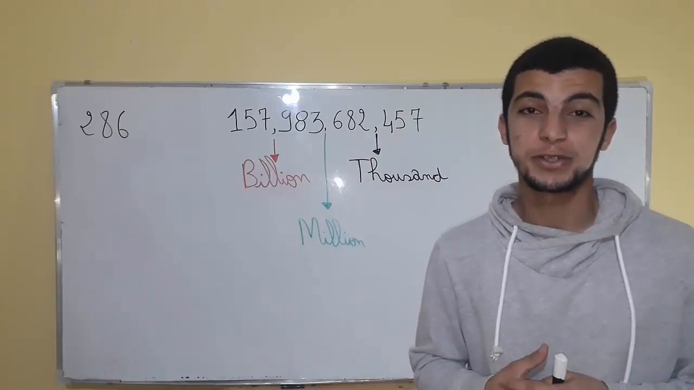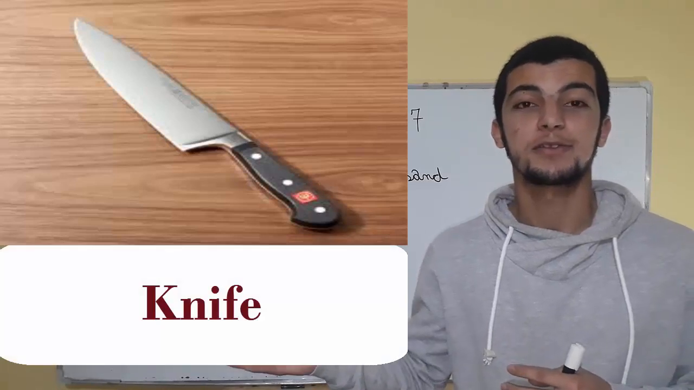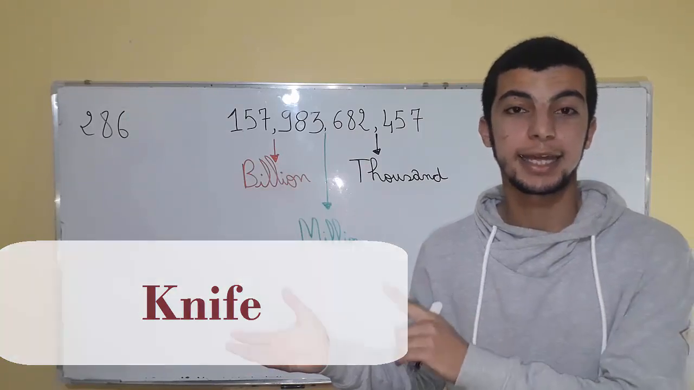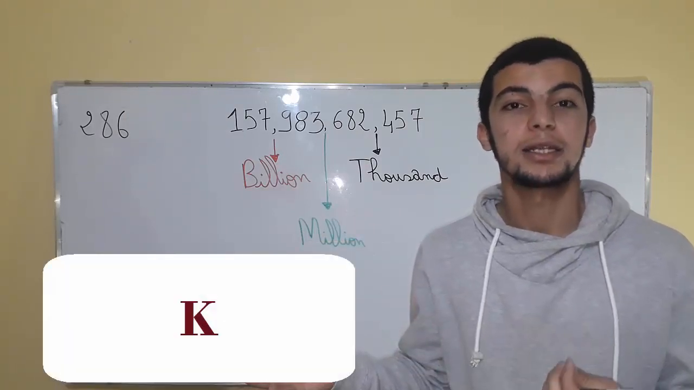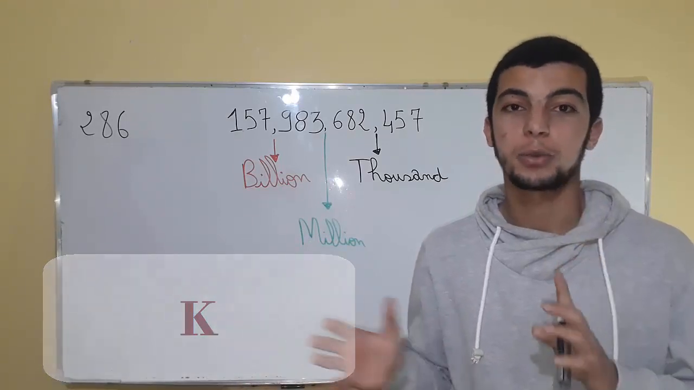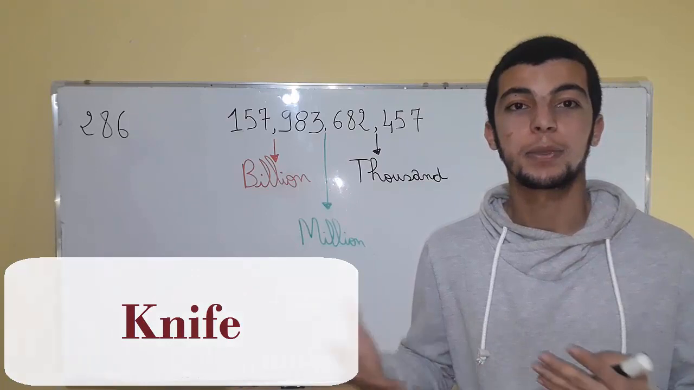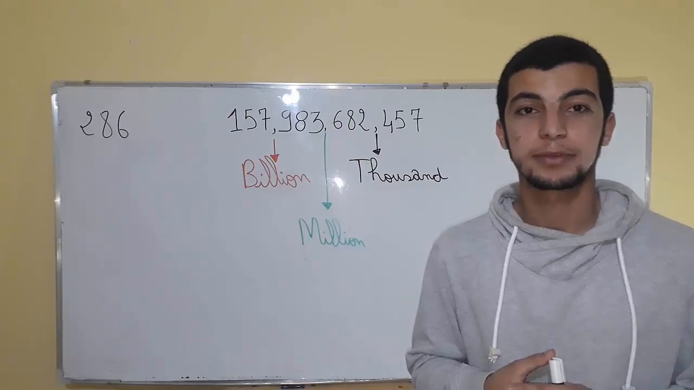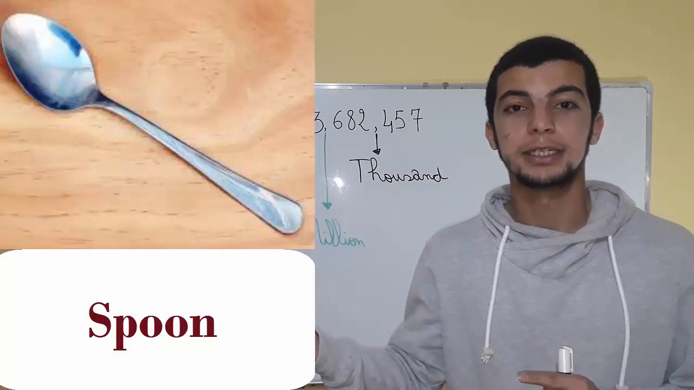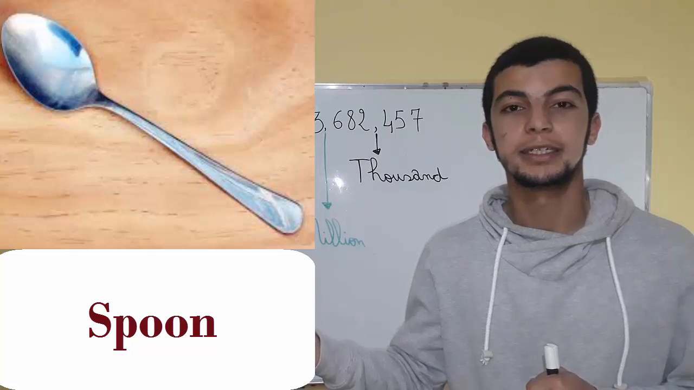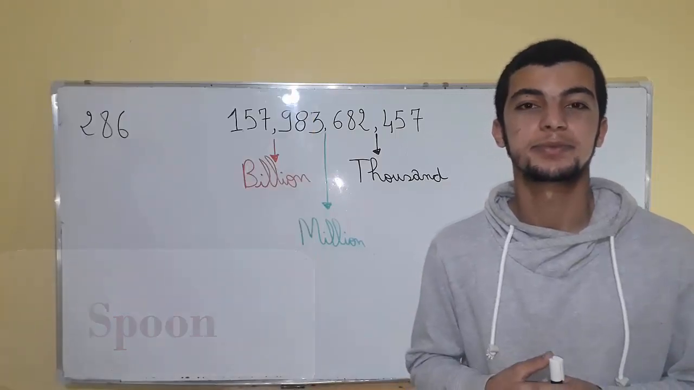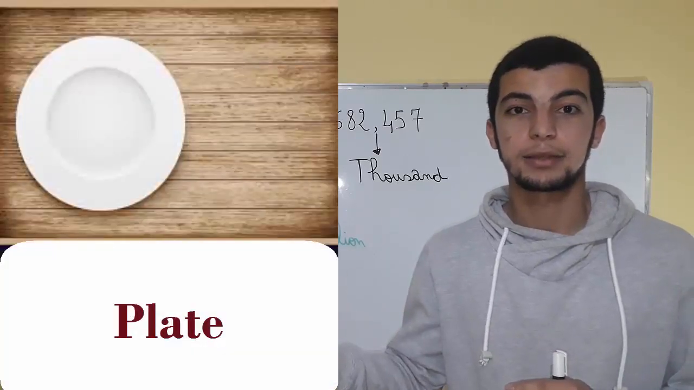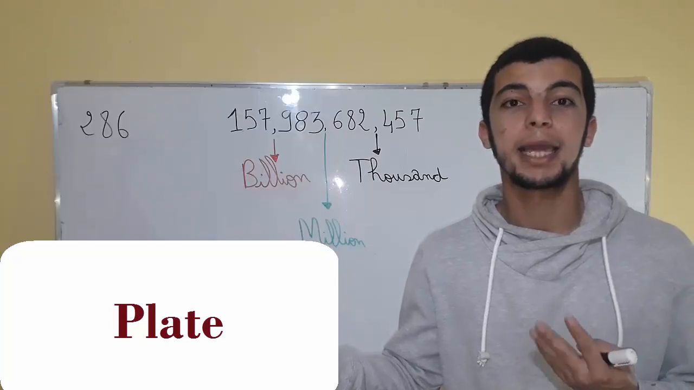Here we go with the first word. Knife. Pay attention. The letter K here is a silent letter, so we do not pronounce it. We just say knife. Great. The second word is spoon. Spoon. The third word is plate. Plate.